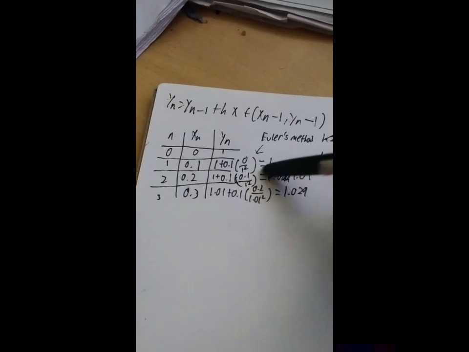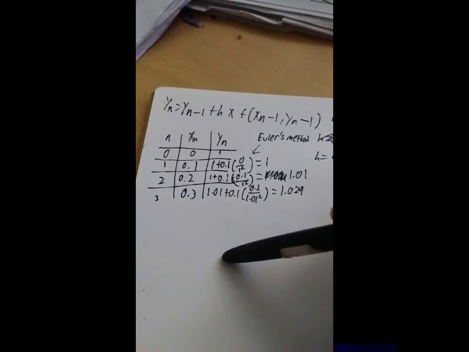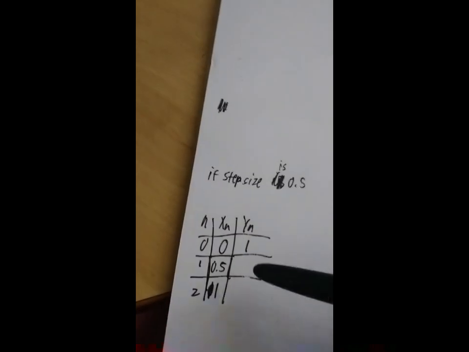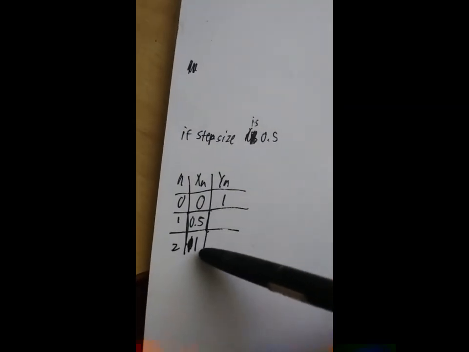So this whole process repeats over and over again until the x column shows 1, and the y column will reveal our y value. As to why I chose the step size as 0.1, it is because if I were to choose a higher step size such as 0.5, the count will only end after 2 counts, as you can see here. So it will result in lesser accuracy.